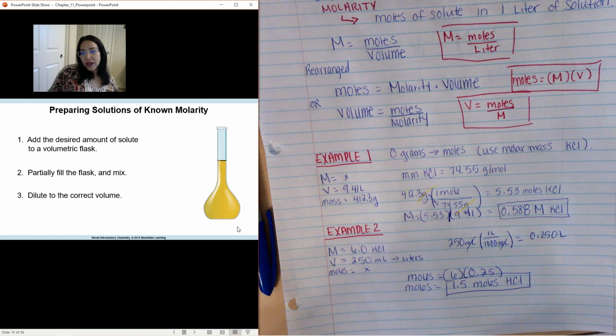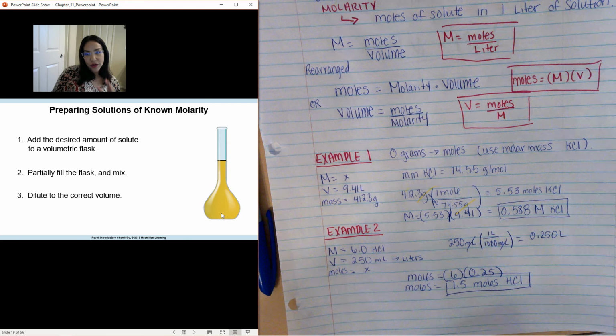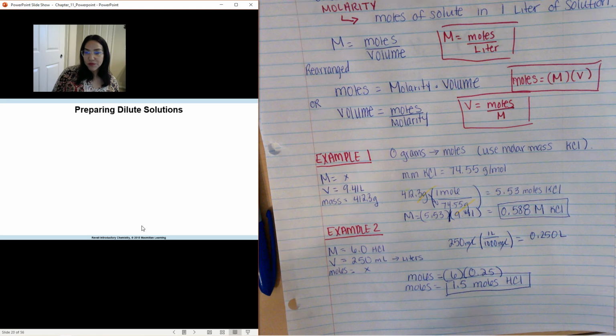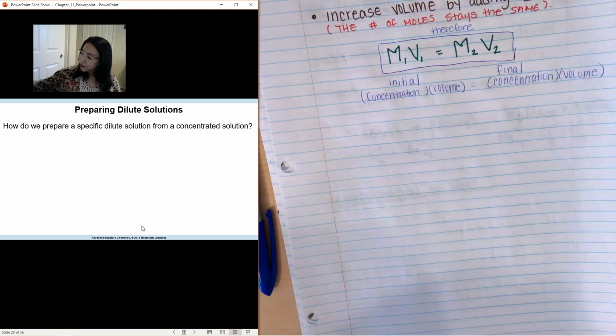Now this right here is a round bottom flask, and a round bottom flask only has 1 graduation. So that means it measures an exact quantity. So remember, add your solute, add water partially, mix it, and then add the correct volume to it. That way you can know exactly how much solution you actually have. So let's look at how we prepare diluted solutions.